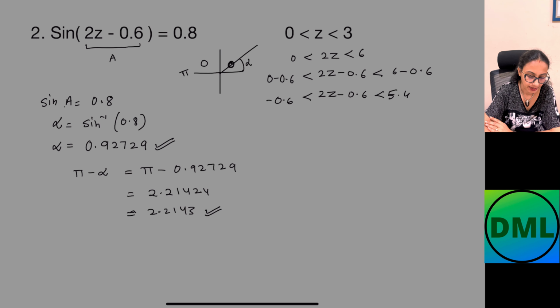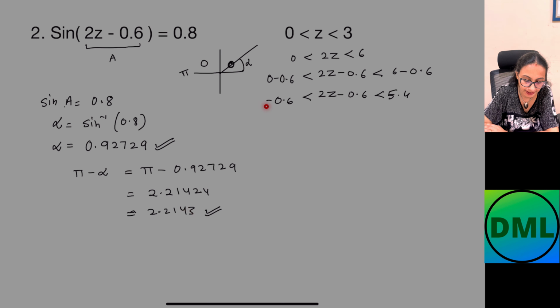This is my second answer, but this is not the actual answer. What is this answer for? This answer is for the value for A. What is the value for A? We supposed that the value for A is 2z minus 0.6. I have written these two answers, but I need to check my domain also. My domain is from negative 0.6 to 5.4. Where does 5.4 lie? The value for pi is how much? 3.14. 5.4 will lie in the third quadrant. Do I have to give the answer in the third quadrant? No, right? So I have to stop myself here for this answer.